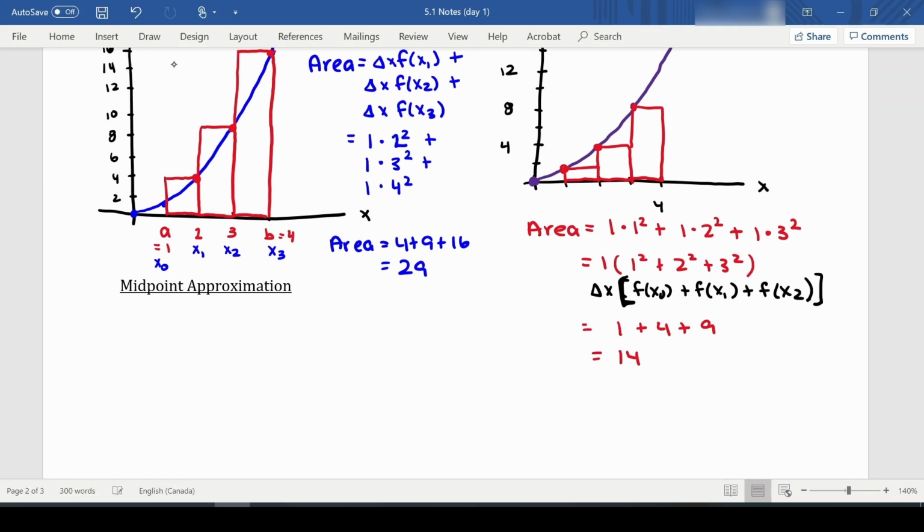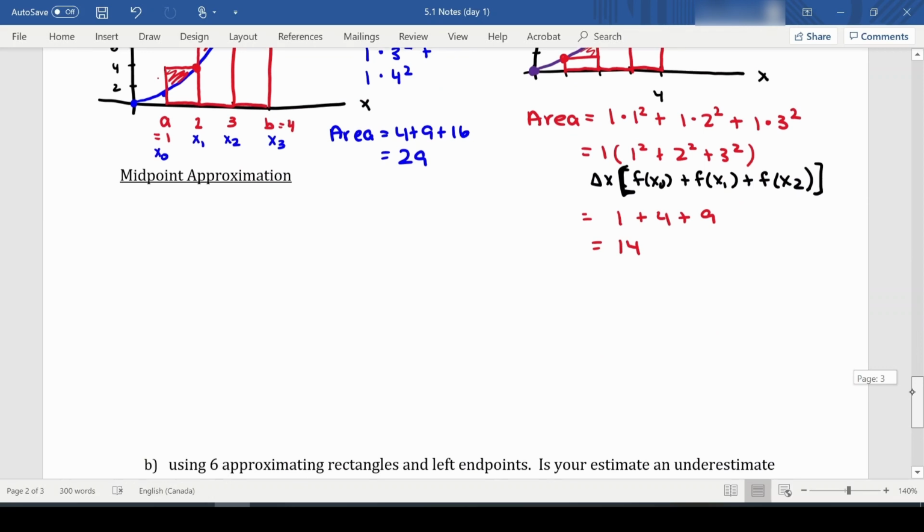So we can see the 14 is an undershoot. We definitely are underneath the curve. We don't have enough space to fill up underneath the curve here. We've got all these gaps here. And we can definitely see that the right endpoint was an overshoot. We've got a lot extra. So we know that 29 is more than our area, 14 is less than our area.